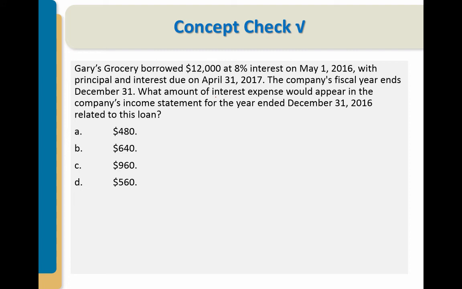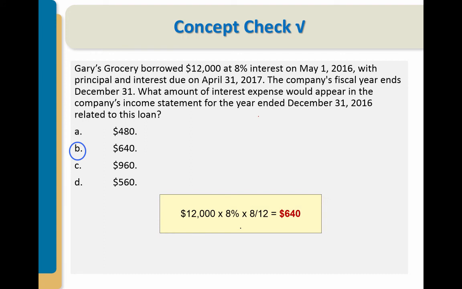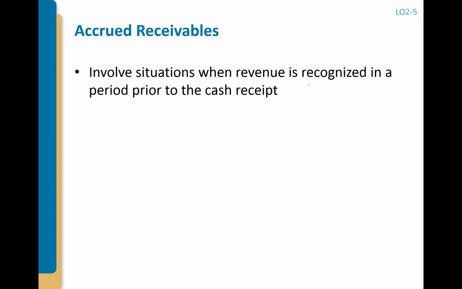So here's a good concept check again with interest, and you will see just as we calculated previously, again, interest equals principal times rate times time. So here's principal, rate, time, and then our interest. So it's a very easy formula.